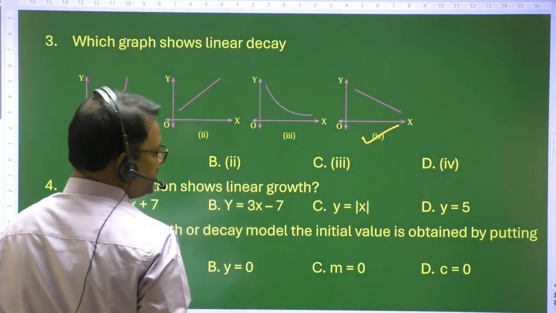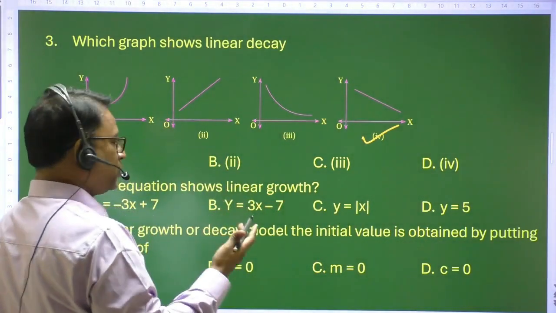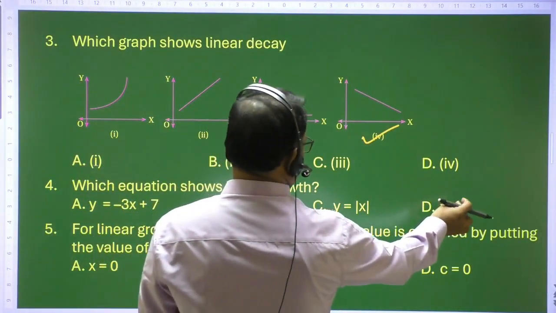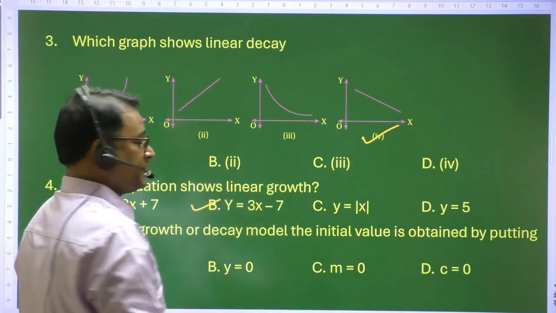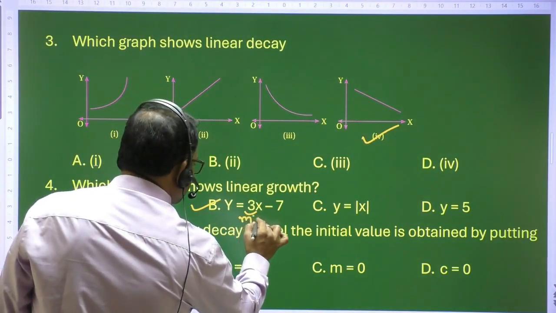It is the mod function. It does not indicate linear growth or decay over the domain, and here the m value is 0. So my choice is B. Here we have m which is positive.